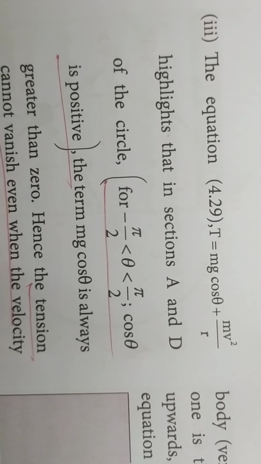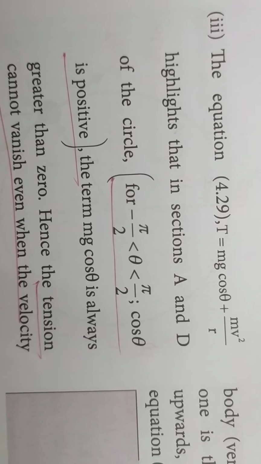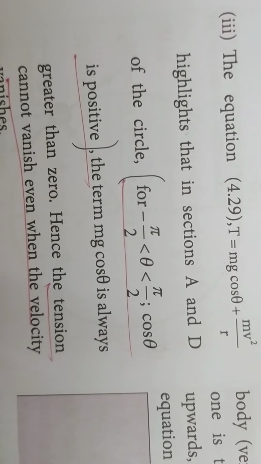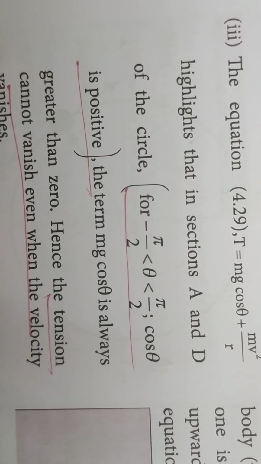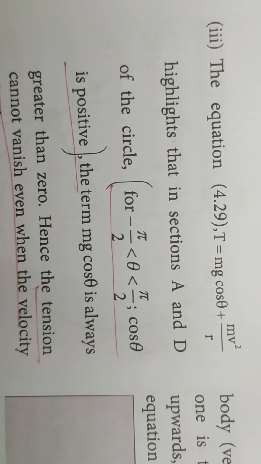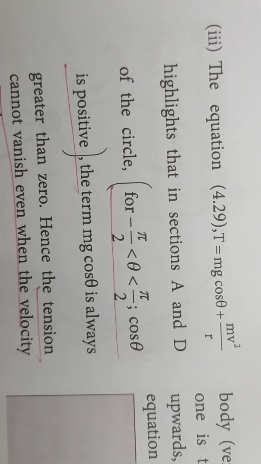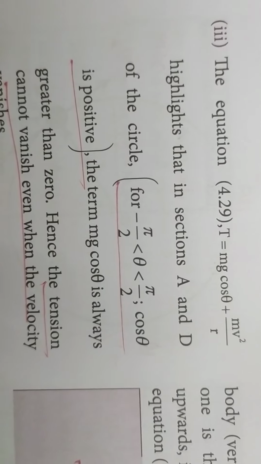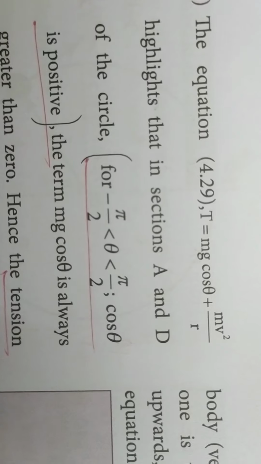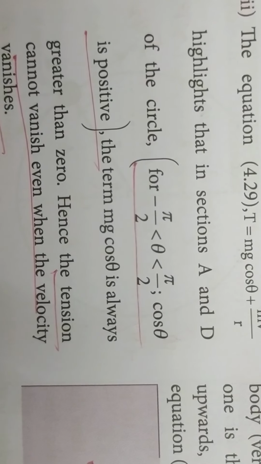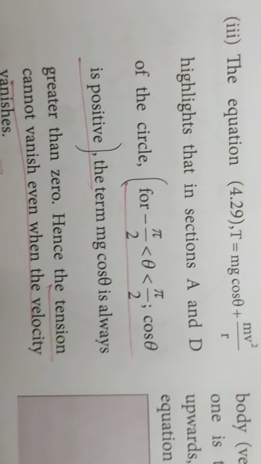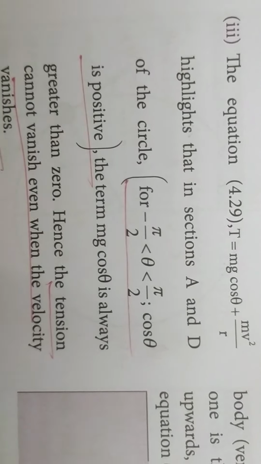The equation is T is equal to mg cos theta plus mv square by r. For the sections A and D, the angles are from minus pi by 2 to plus pi by 2, and you know cos 90 is 0. So the value will always be positive as the angle changes from minus pi by 2 to plus pi by 2, and so in this equation the T value will be positive, and the tension cannot vanish, so it will not disappear even when the velocity vanishes. That is for the sections A and D.